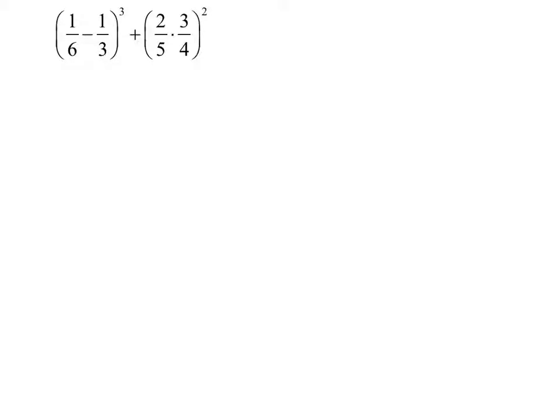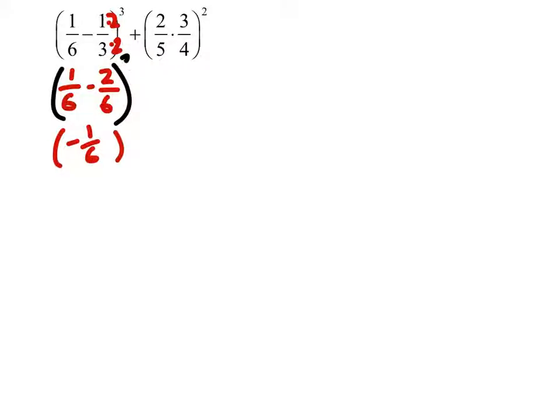All right, this one has a lot of different operations in it. We have parentheses, we have exponents, we have multiplication, and then subtraction and addition. So let's just work in the parentheses first. So I got 1/6 minus 1/3. I'm going to get common denominators by multiplying these by 2. So I really have 1/6 minus 2/6, which would end up being a negative 1/6.